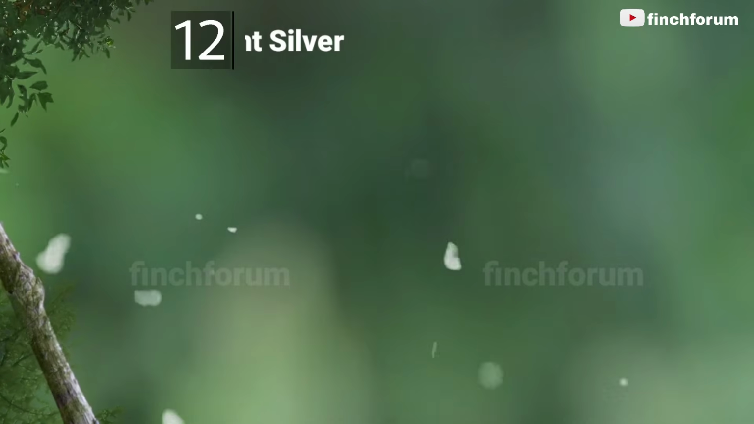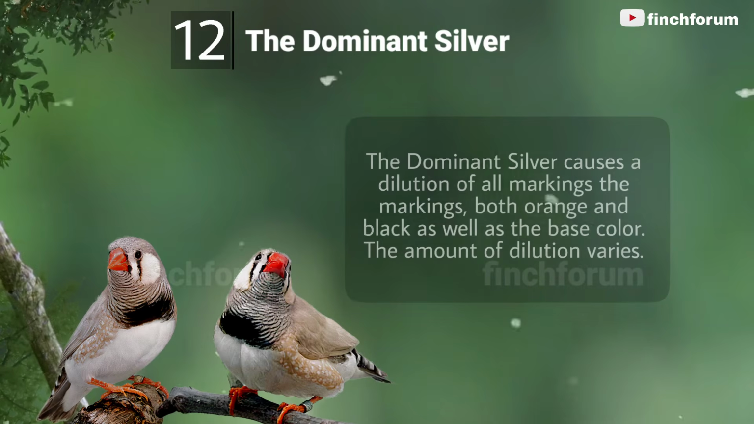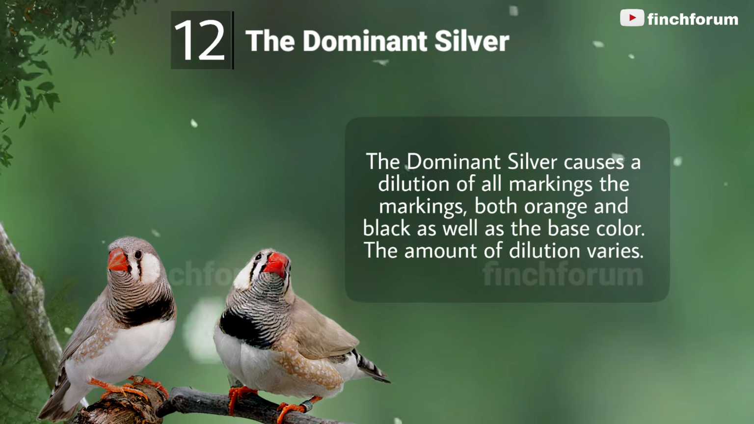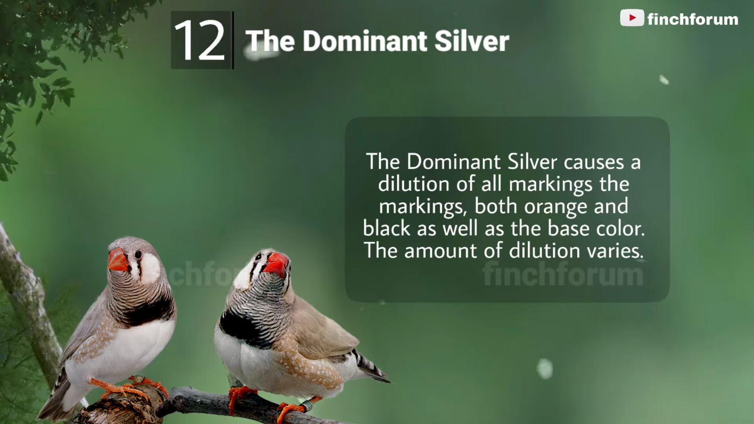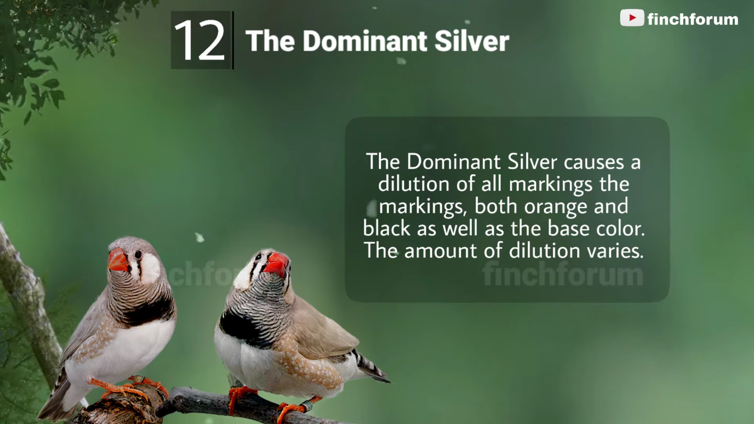Number 12. The dominant silver. The dominant silver causes a dilution of all markings, both orange and black, as well as the base color. The amount of dilution varies.